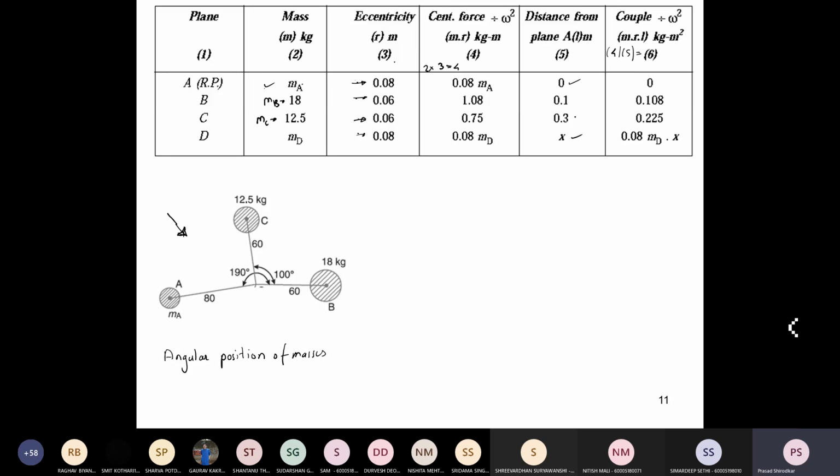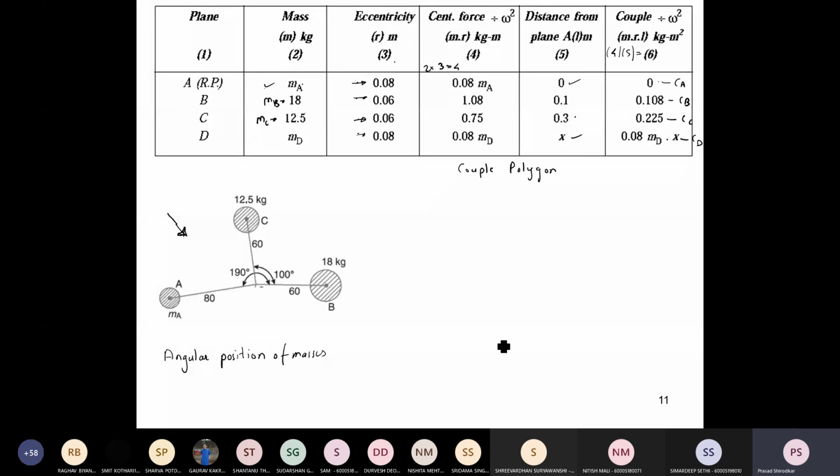Alright, so now let's start with the couple polygon. We are now going to construct the couple polygon. Just like you construct a force polygon, you are going to construct a couple polygon. You must have done it in your engineering mechanics experiment during the first year. So the various values of couple are shown in this table. Couple CA is 0, CB is 0.108, CC is 0.225, and this is CD. This is unknown.